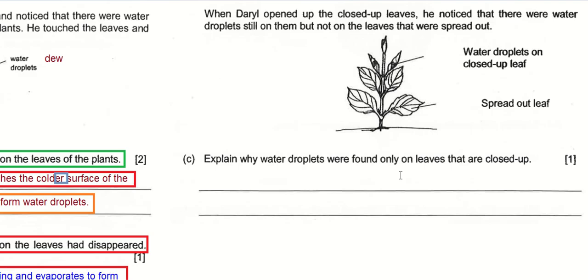So explain why water droplets are found only on the leaves that are closed up. When Daryl opened up the closed up leaves, he noticed that there were water droplets still on them, but not on the leaves that were spread out. So the water droplets on the opened up leaves have disappeared, but not the water within the closed up leaves. So what's the reason? As we know, when things open up, the surface area gets bigger. When it's closed, the surface area is smaller.